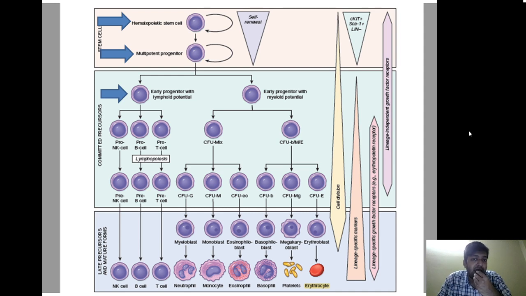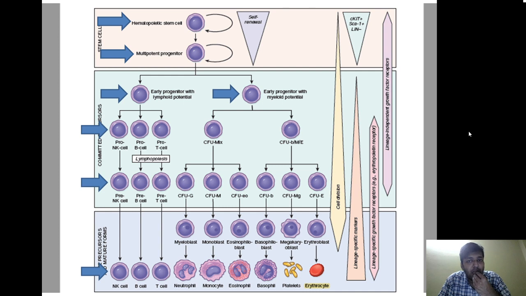So for example, here the early progenitor with lymphoid potential is going to give rise to progenitor NK cell, progenitor B cell, progenitor T cell, and then they are going to undergo further differentiation to give rise to precursor NK cell, precursor B cell, precursor T cell, and again they are going to further differentiate into natural killer cells, B cells, and mature T cells. So this is how lymphopoiesis is going to happen. This is the basic hematopoietic lineage of lymphoid cells.